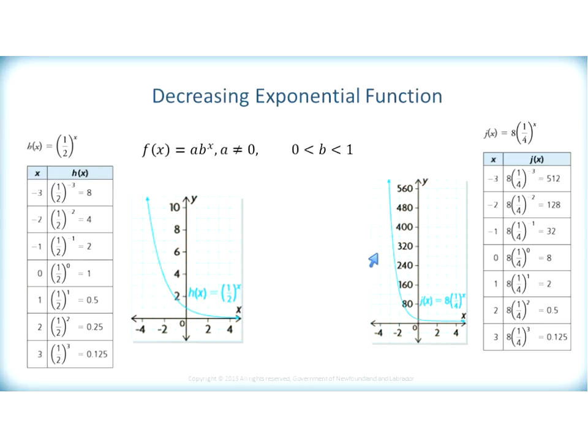We're looking at another decreasing function. Here the base will be 1/4. 1/4 is between 0 and 1, so that's how we know it's a decreasing function. The y-intercept in this case would be 8, and let's just verify j of 0. When x is 0, we have the y-intercept being 8.